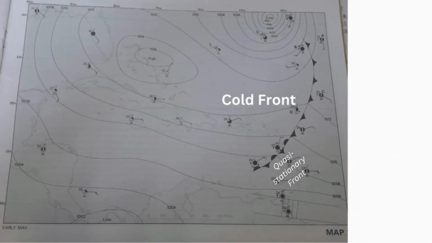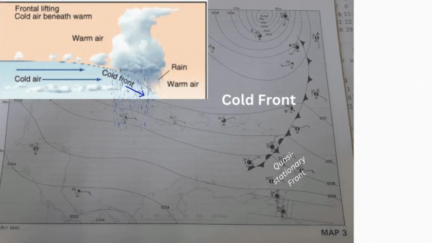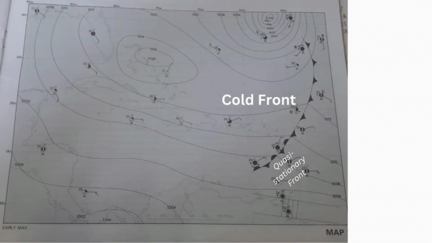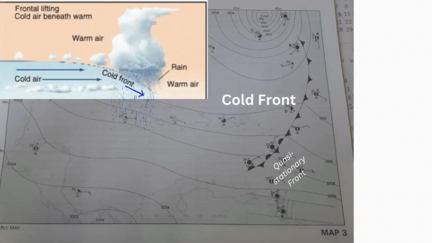As the system moves south, it changes to a quasi-stationary front. This is a front which has little or no motion, but it can also result in instability.